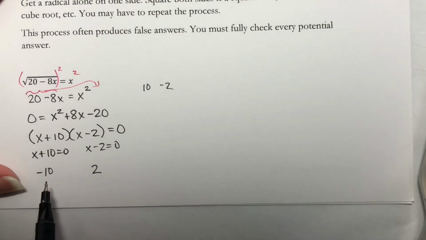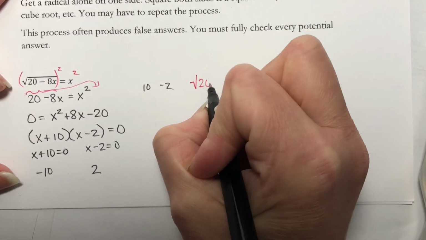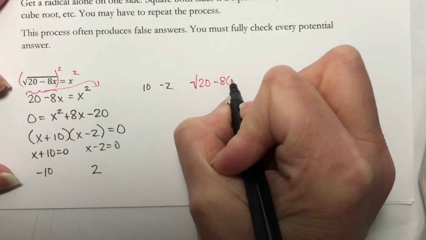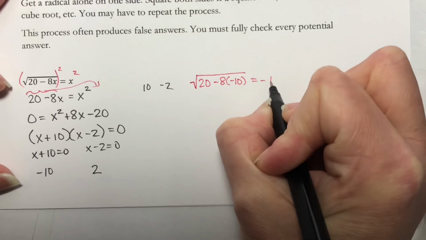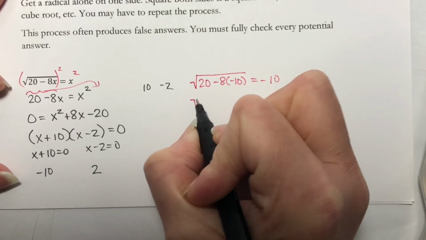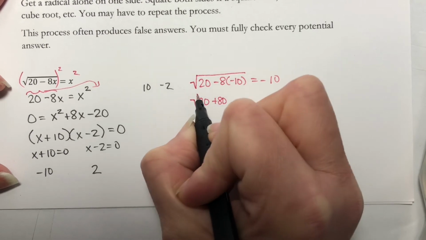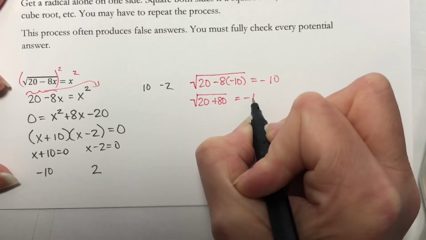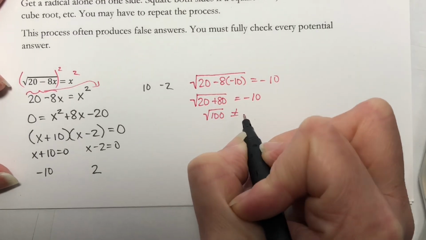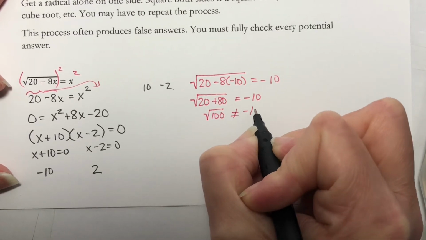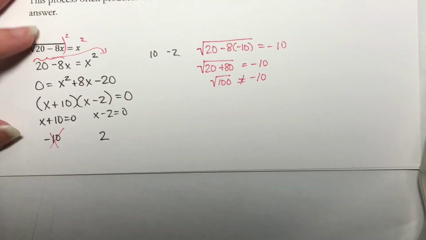So I'm going to check this negative 10. This would be the square root of 20 minus 8 times negative 10, and this should equal negative 10. Well, this is the square root of 20 plus 80, which would be the square root of 100, which is not equal to negative 10. So negative 10 is a false solution. It has to be thrown away.